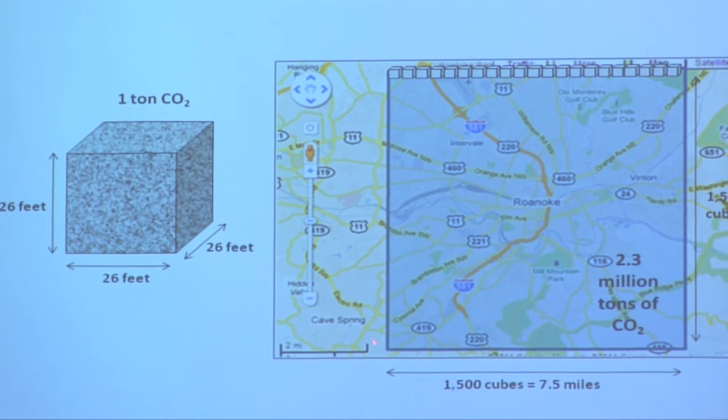So it's 7.5 miles. It's this area of the map filled with these 26-foot cubes. That's how much carbon dioxide we're emitting. Okay, and a typical house emits about 20 of these a year. So 20 of these rooms times twice the height. We don't see it because it's invisible, right? You don't see carbon dioxide coming out the back of your car.